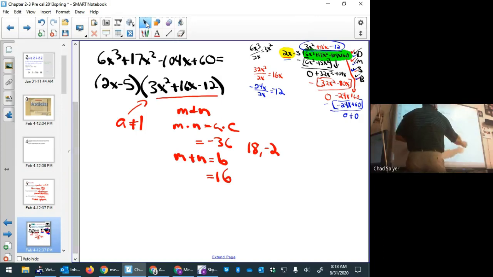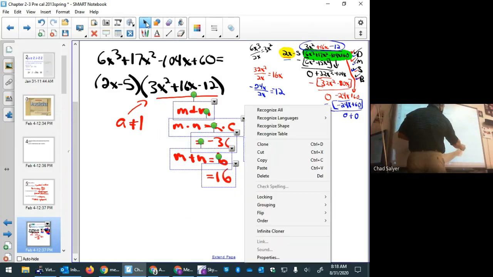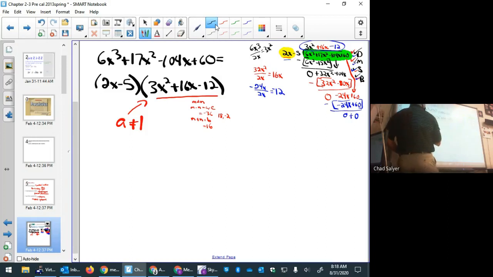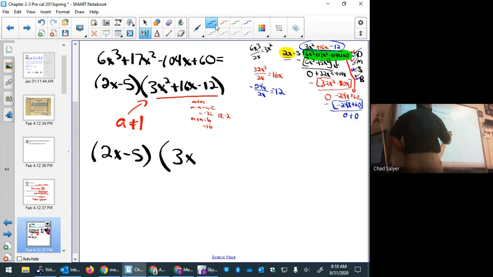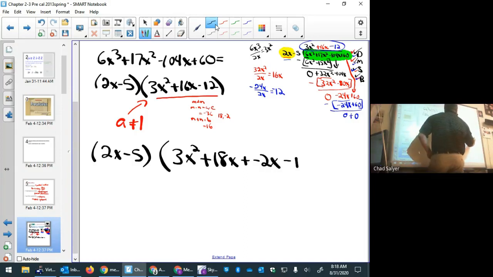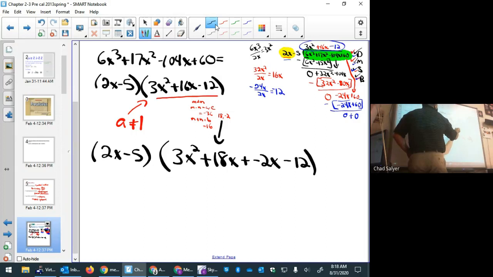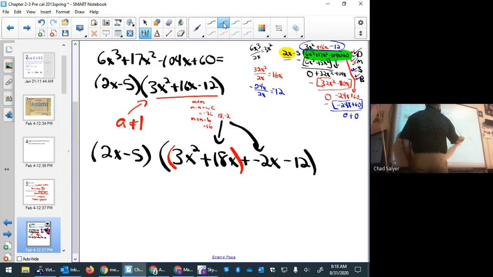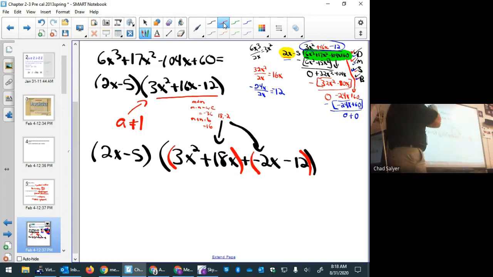Okay, so I'm going to shrink this bit because it's kind of in the way. So I'm going to rewrite this as 2x minus 5. He's still hanging out here. But this middle term, I'm going to make 3x squared plus 18x plus a negative 2x minus 12. So I use those 2 numbers to rewrite that center term. And notice my plus a negative here. If your third term is negative, write it as plus a negative. Otherwise, when you do this next step, it's really easy to make a sign error.